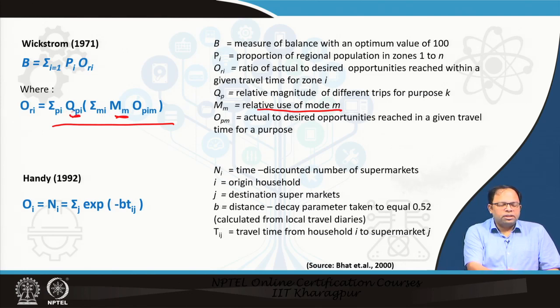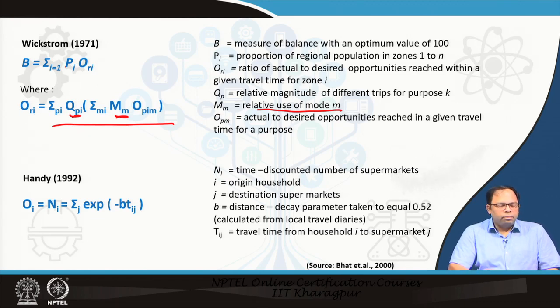So this value ultimately gives a cumulative measure where we are talking about the mode, the total opportunities, and also the total type of trips that are being made. These are being summed up, and this is then multiplied with the proportion of the regional population.